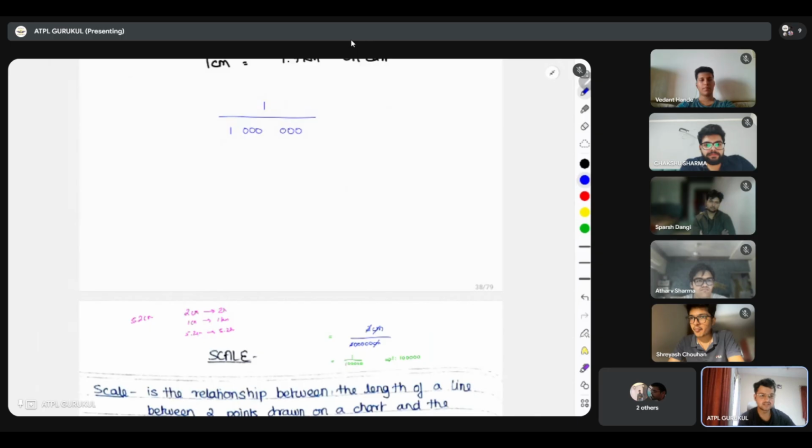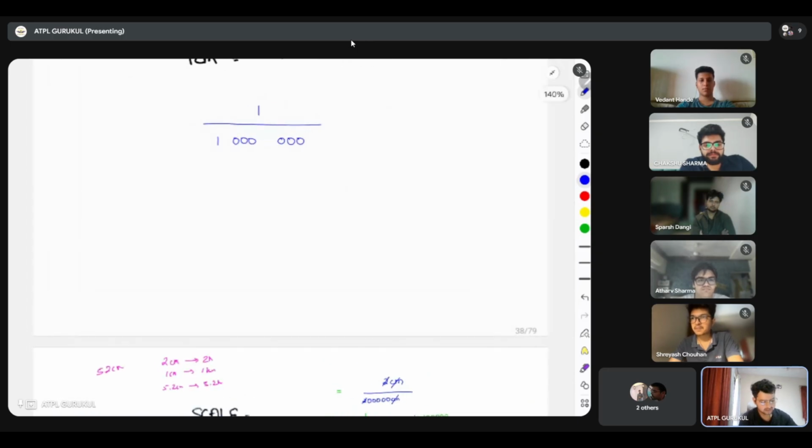1,000,000. I don't like it to be untidy, but this is how I write it. So this is a 1:1 million scale. What does this mean?